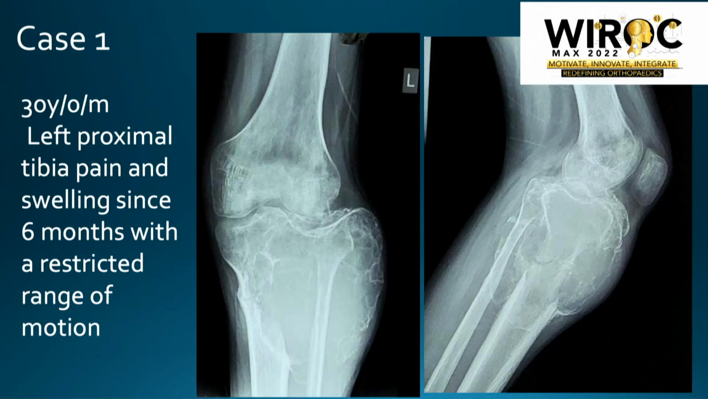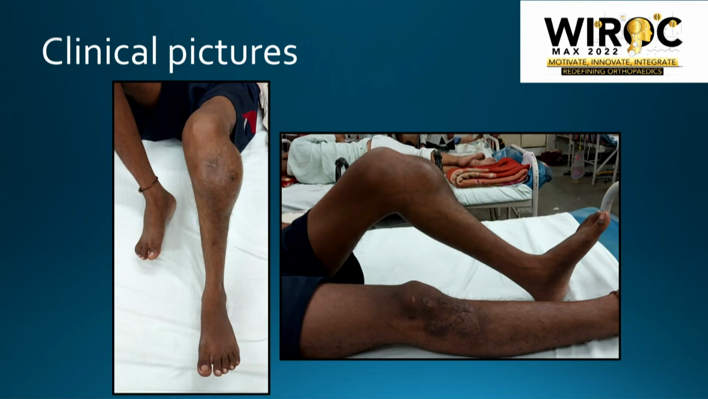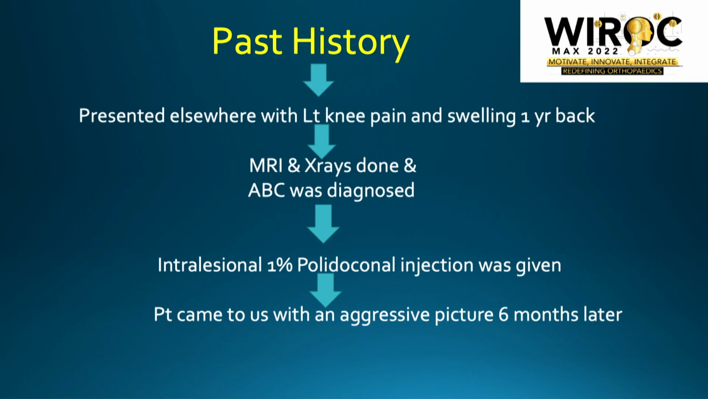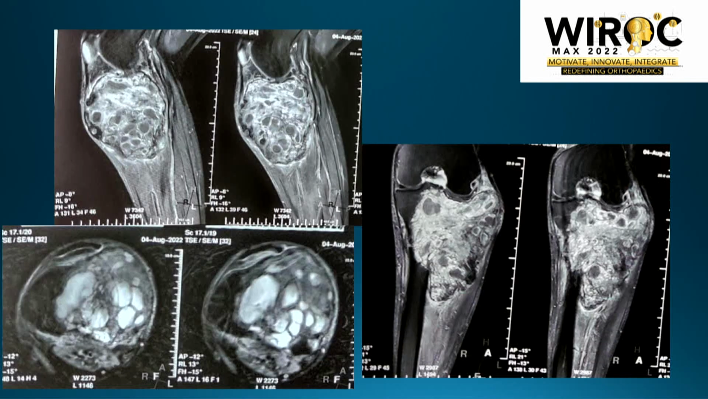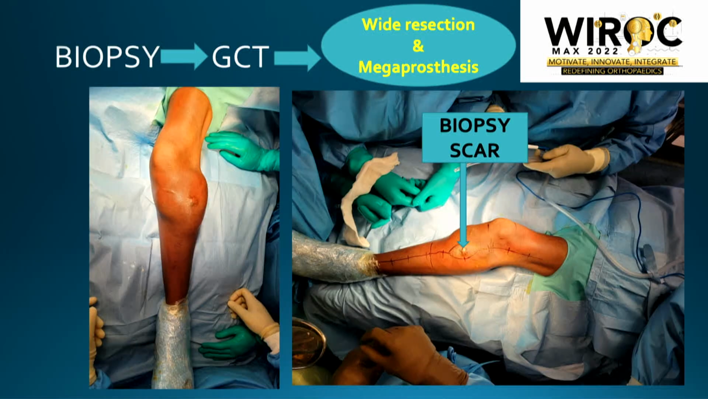So this is the first case. This is a 30-year-old male who presented to us with left proximal tibia swelling of 6 months' duration. Here we can see an eccentric expansile lesion of the proximal tibia encasing the fibula, and this is the clinical picture of the same. The patient actually had a past history of left knee pain and swelling 1 year back, when he was diagnosed outside as an aneurysmal bone cyst, for which 1% polidocanol was injected intralesionally. However, the patient came to us with an aggressive picture 6 months later, and these were the MRI pictures on presentation. We got a biopsy done, which came out positive for giant cell tumor.